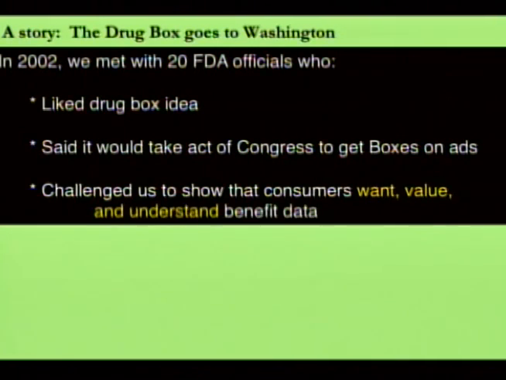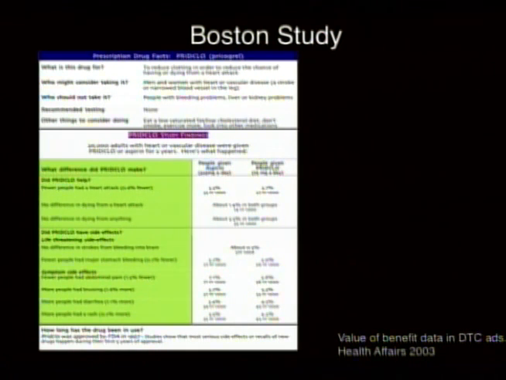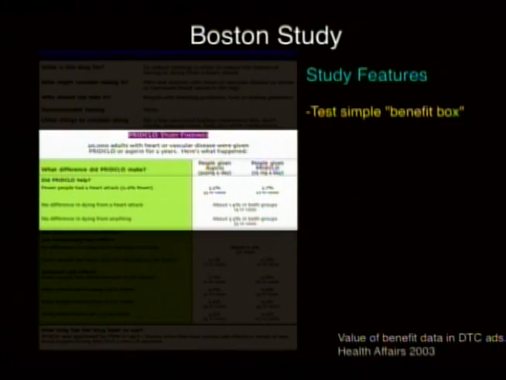And they challenged us to show that, this is serious, they challenged us to show that consumers want value and understand benefit data. So we left the meeting very excited, and we decided we're going to do just that. So we launched a series of studies. And the first one I'm going to tell you about is the Boston study. We were just testing the benefit portion of the box because that's what FDA challenged us to do.